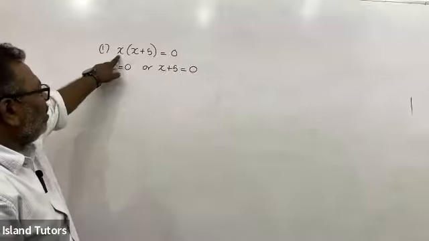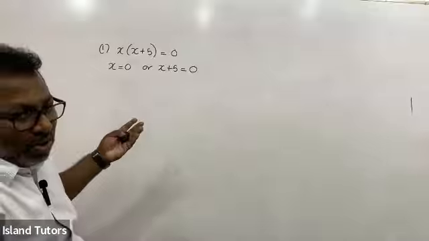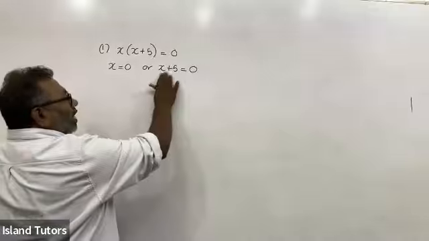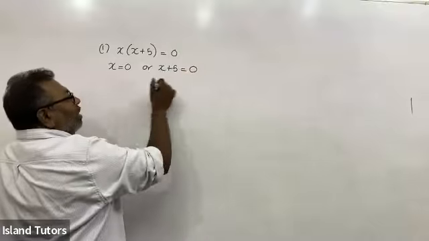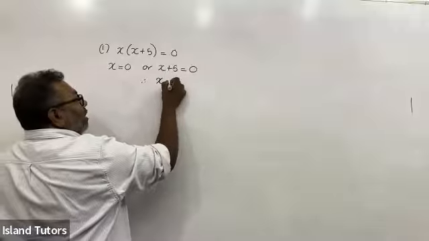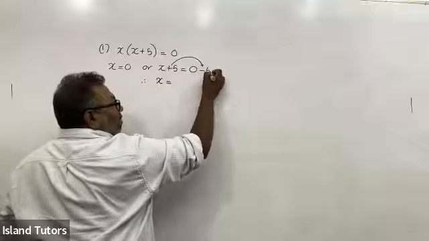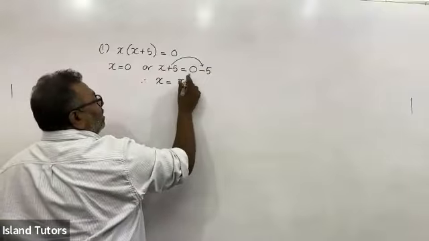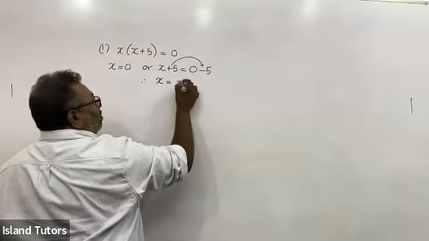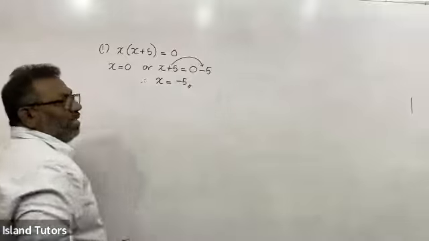So straight away, x is equal to 0 here. Or if x plus 5 is equal to 0, then x will be equal to how much? You take the plus 5 to this side, minus 5. So x is equal to minus 5.